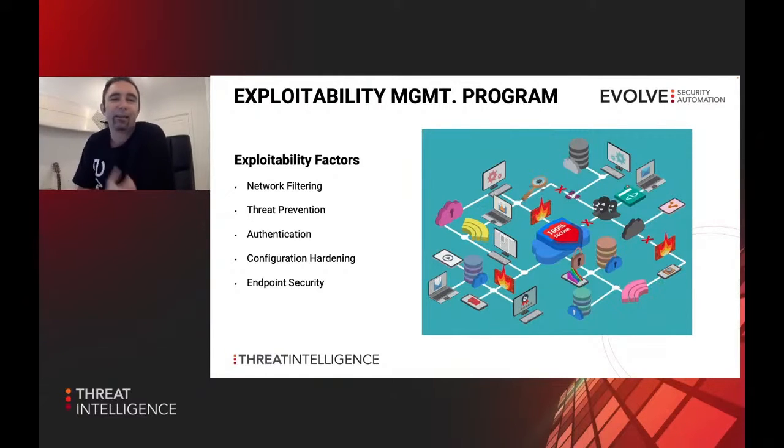And then you've got endpoint security. So if I've broken through all of those, I've gone through your network filtering, your threat prevention, and your configuration hardening isn't stopping the exploit, then you've got the next level of defense, which is your endpoint security. Depending upon your endpoint security, how it's configured, if it's up to date, if it's actually installed on the machine and enabled, it may pick up the exploit attempt and stop it.